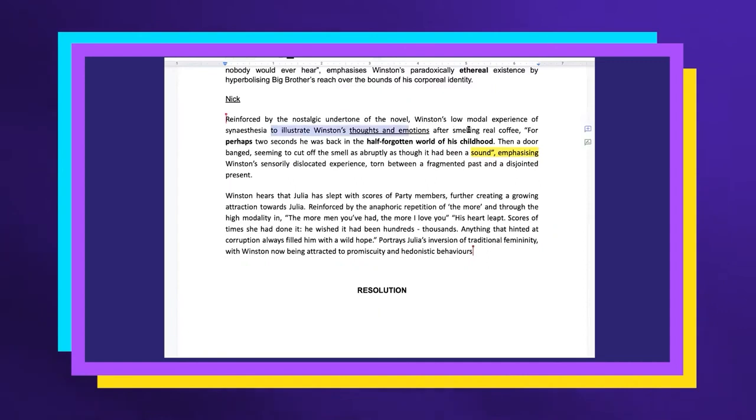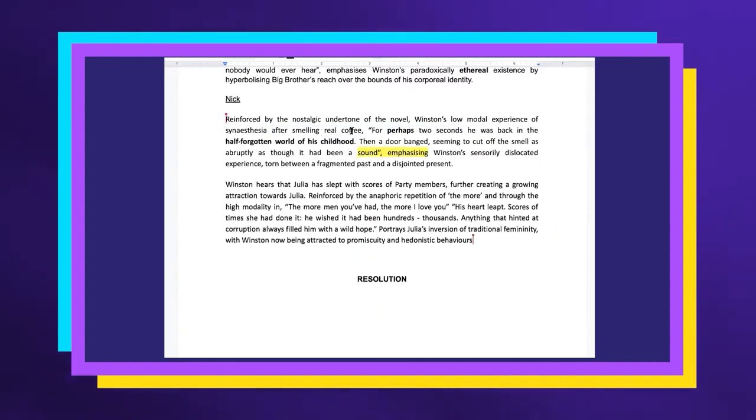Why don't we say Winston's low modal? See how I'm changing modality to modal? Winston's low modal experience of synesthesia. What about that? As after smelling real coffee, comma, "for perhaps 2 seconds, he was back in the half-forgotten world of his childhood. Then a door banged, seeming to cut off the smell as abruptly as though it had been a sound." Tricky to get that in shorter terms, isn't it? Because you need almost all of that. Yeah, you might need all of that for that one because it's the perhaps all the way through to sound.